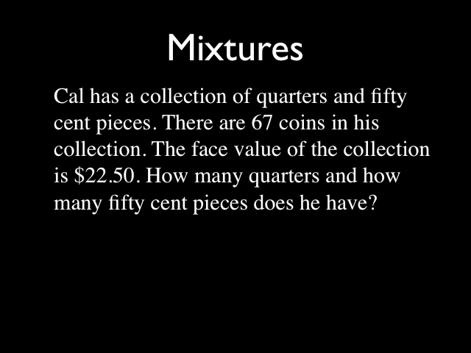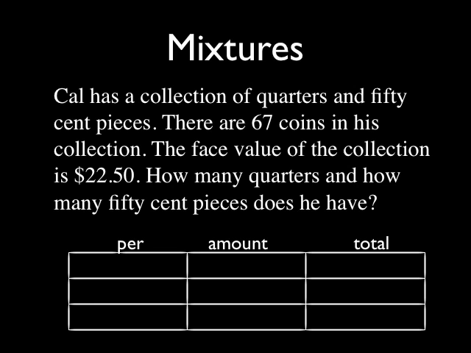There are 67 coins in his collection. The face value of the collection is $22.50. How many quarters and how many 50-cent pieces does he have? Now, it probably doesn't seem like this chart will work, but it really will. So let's see what goes where. Okay, I'll have quarters, 50-cent pieces, and then the whole collection.